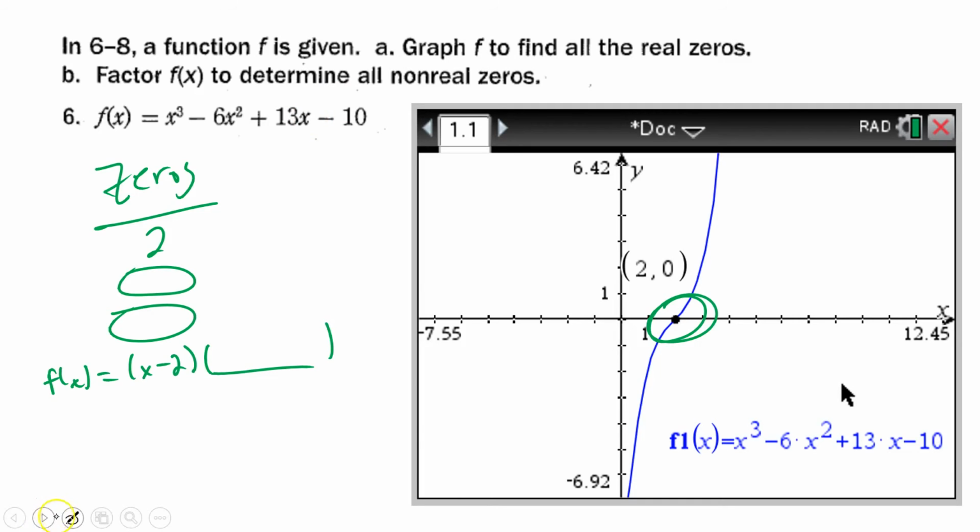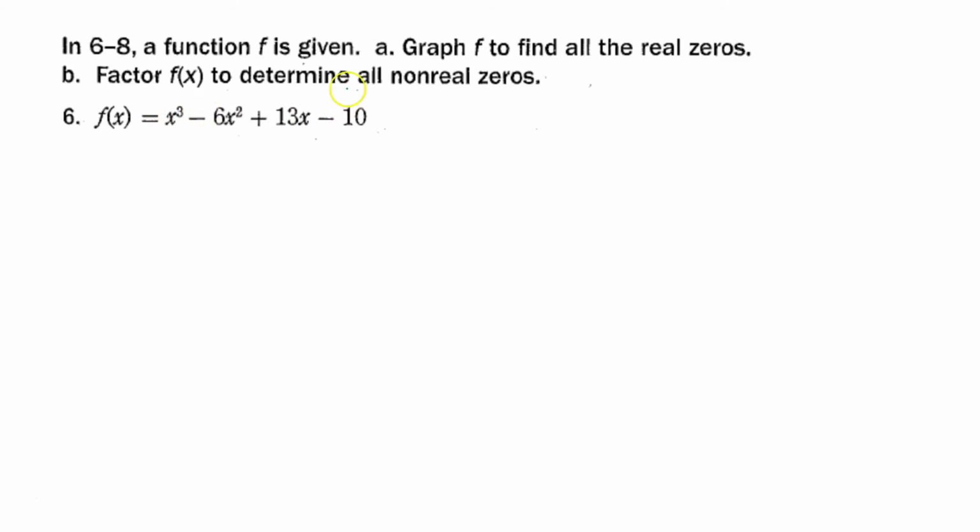So I've got it set up again on the next page. So we got f of x here. We know it's x minus 2 times something. And you know what? I'm going to use synthetic division because I'm going to divide by x minus 2 to find that something. So I'll do f of x over x minus 2, and I'm just going to use synthetic division. So 2 goes into the box. We have 1, -6, 13, and -10. Draw our line.